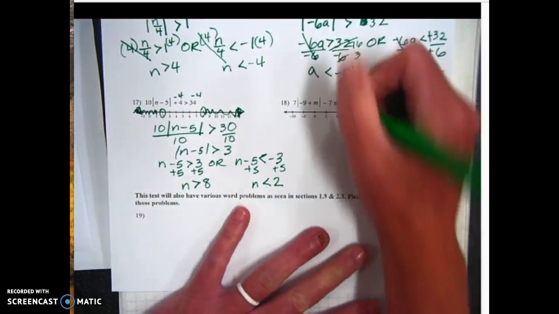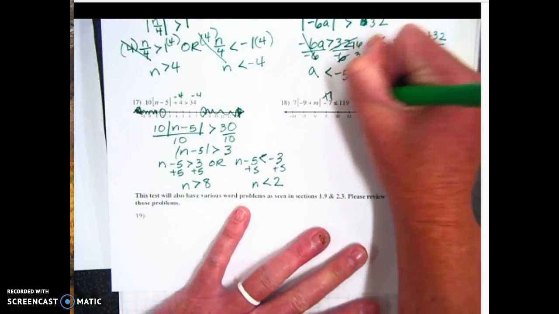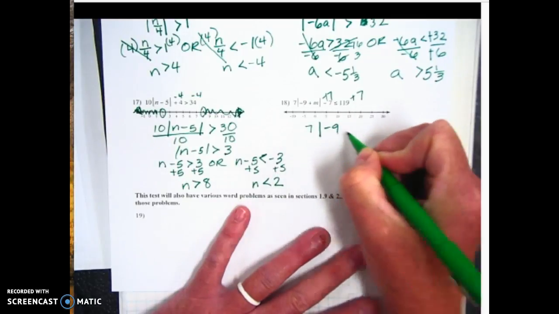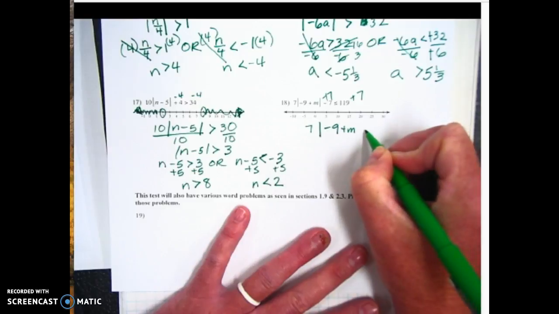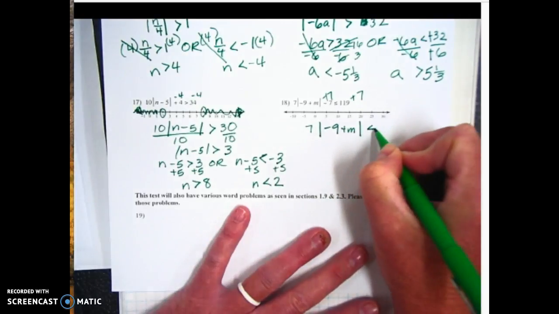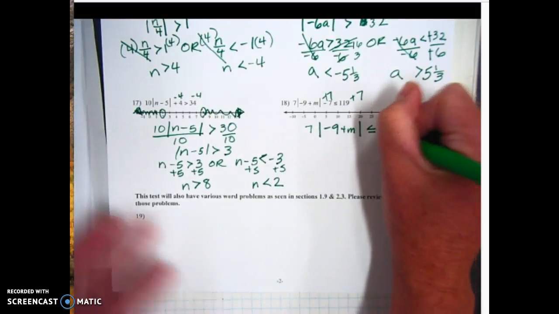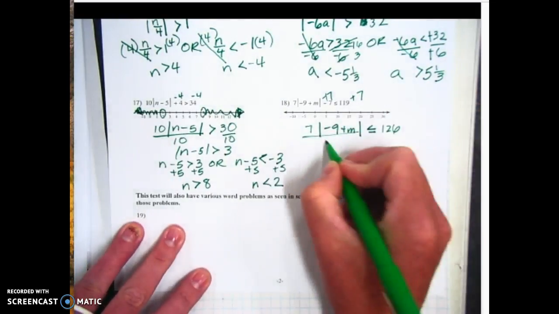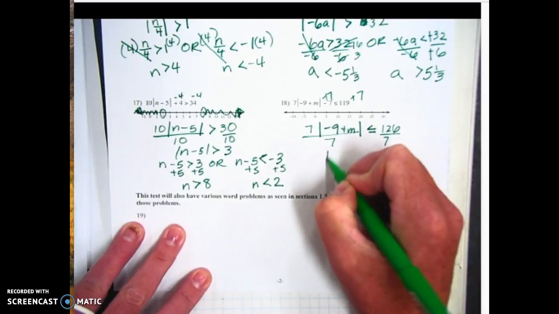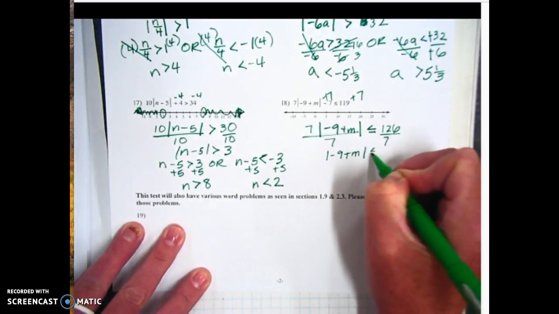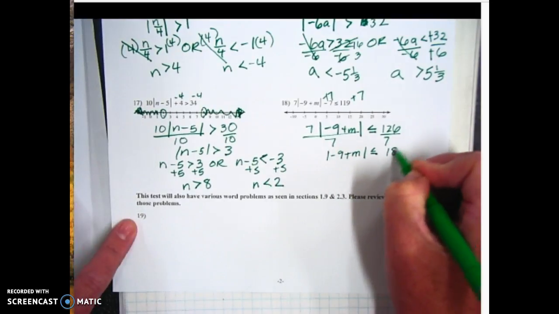All right, last one, 18. We want to add 7 to both sides. That leaves us with 7 times the absolute value of negative 9 plus m, less than or equal to 126. So when we divide both sides by 7, we have the absolute value of negative 9 plus m, less than or equal to 18.